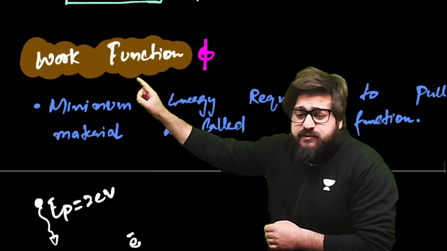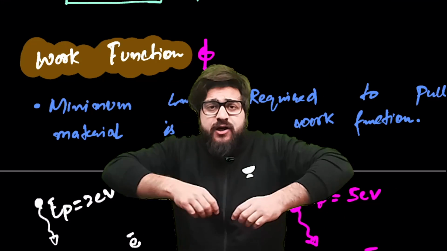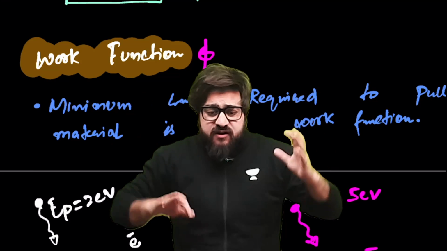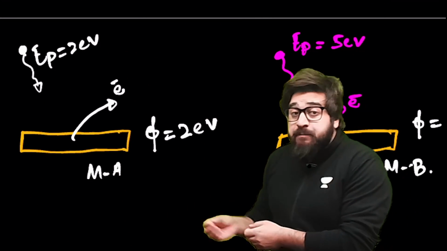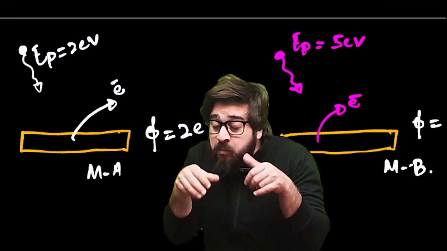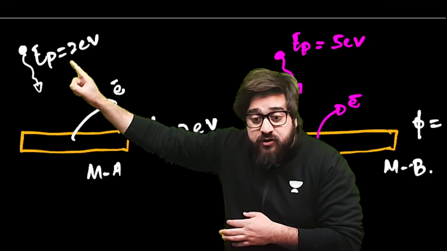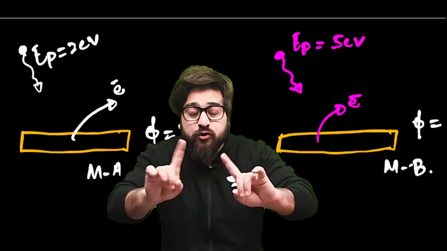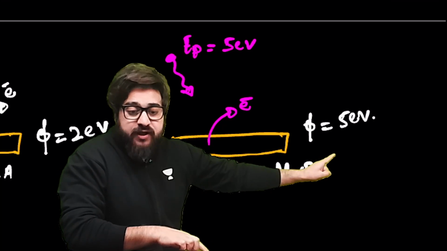Then a small concept is the work function. Work function means the minimum energy required to pull the electrons from the metal surface. Like, this metal surface has 2 electron volt work function, meaning that to pull out an electron from this surface, you should send 2 electron volts of energy. If the energy of a photon is less than the work function, the photoelectric effect does not take place. Similarly, this one has a 5 electron volt work function.